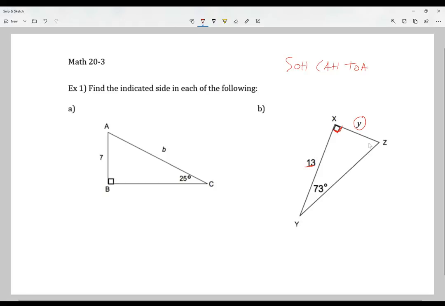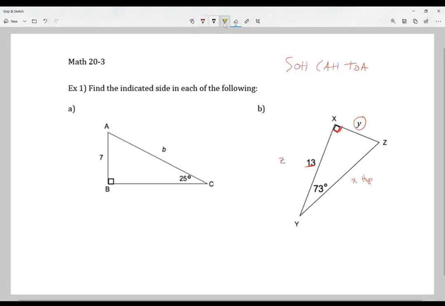That's the side across from Z, so it's lowercase z. Trust me, that's a lowercase. The side across from X would be lowercase x. What is the side across from X called? Just out of curiosity. Well, it's the hypotenuse. It's the longest side of the triangle. It's opposite the right angle.